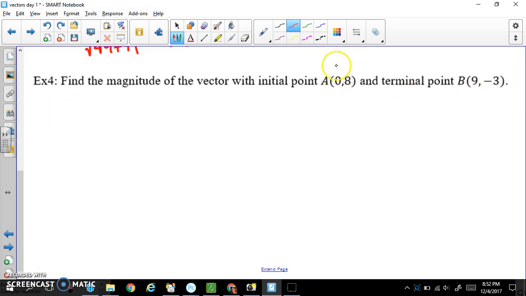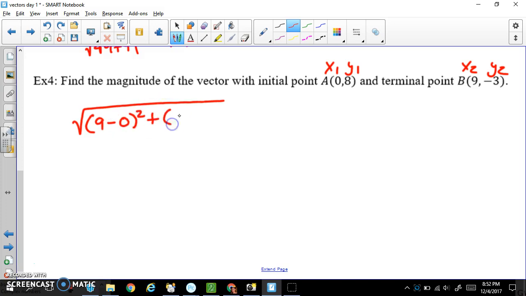Right, this one right here. I'm given coordinate points. I'm not given component form, so I'm going to have to use the formula that I just did. This is my initial point, so this is x1, y1. This is my terminal point, so this is x2, y2. And I'm going to go ahead and put it into this equation, where I'm going to go x2 minus x1 squared plus y2 minus y1 squared. And then I'm going to solve.